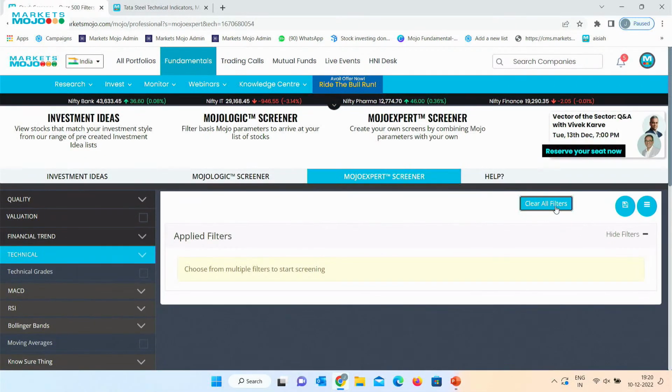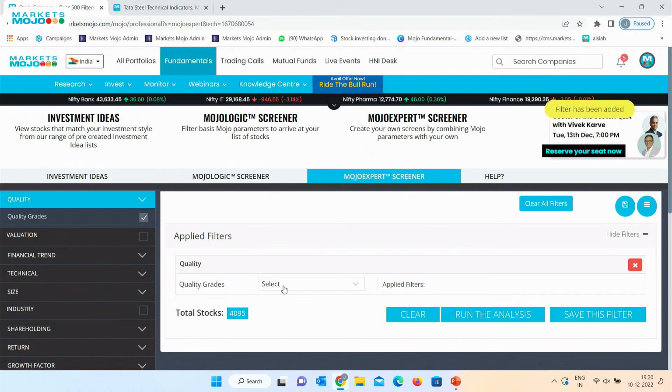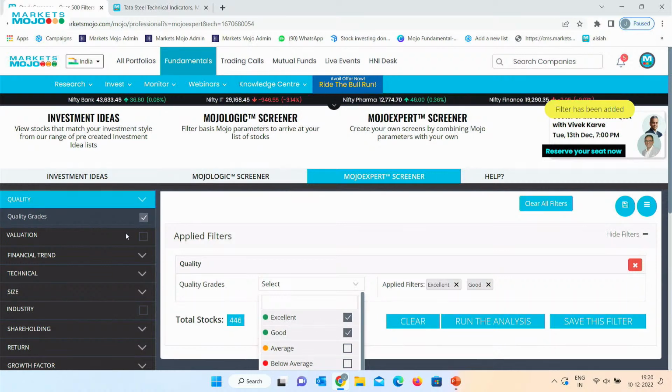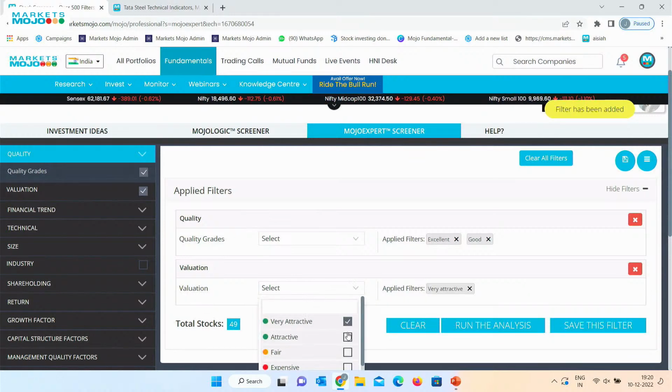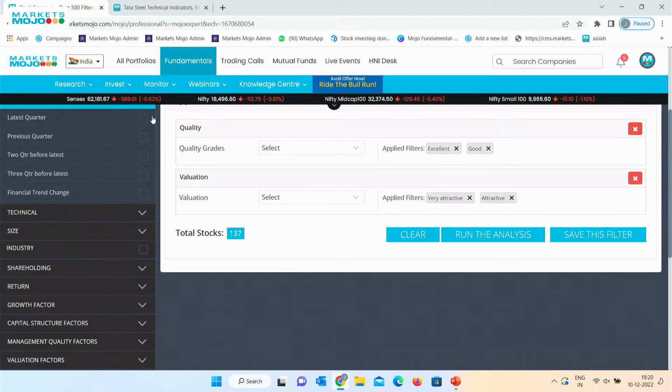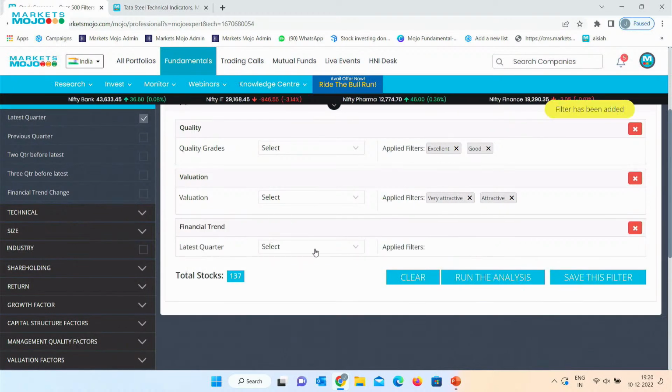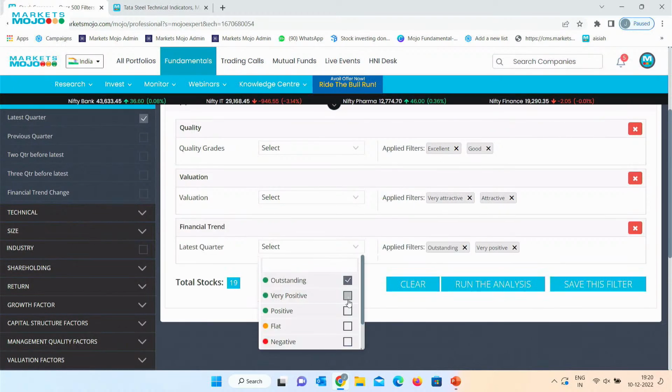Let's clear all for now. Quality, select green dots. Okay, then you can go to valuation, green dots. Financial trend. Okay, so here we're looking at the latest quarter, which is the 3rd dot over here. You can again select green.